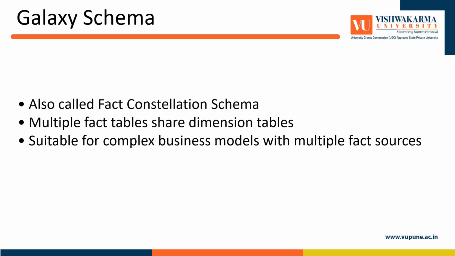Galaxy schema, also called fact constellation schema, has multiple fact tables and dimension tables, suitable for complex business models with multiple fact sources. Also known as the fact constellation schema, the Galaxy schema contains multiple fact tables that share common dimension tables. This is useful when organizations need to analyze multiple business processes together. However, maintaining a galaxy schema is more complex and requires more computational power. Now that we have covered all three schemas, let's compare them side by side.